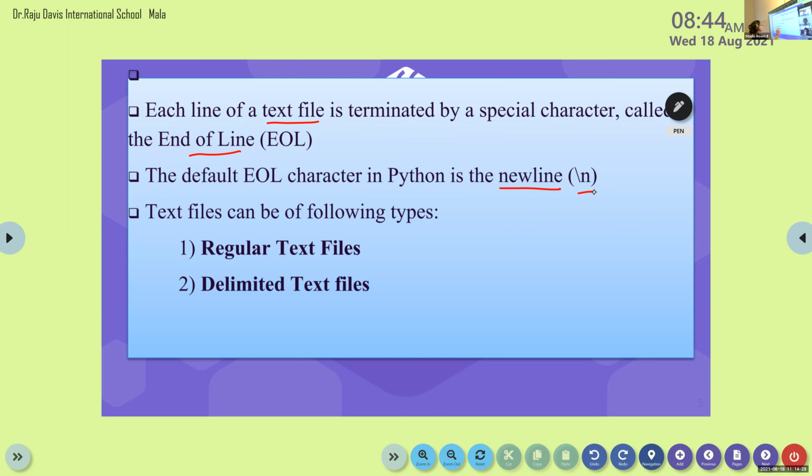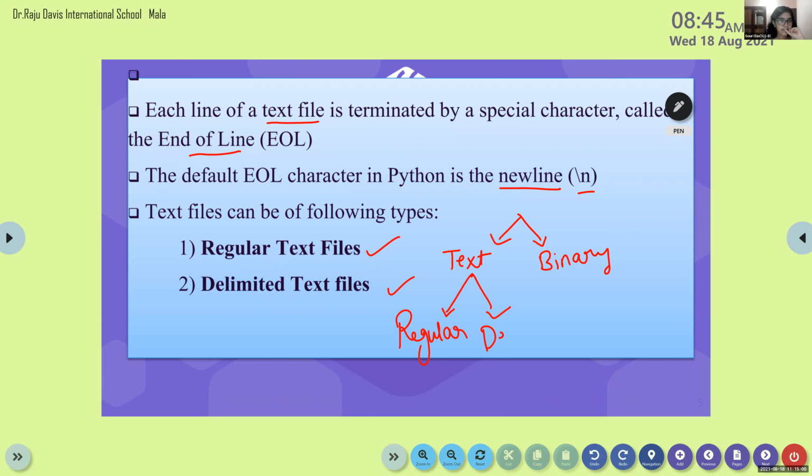So basically there are two types of text files, regular and delimited text files. So far we have learned that there are two types of files. Which are the two types of files? Text and binary. So in text files there are two types. Which are they? Regular and delimited.